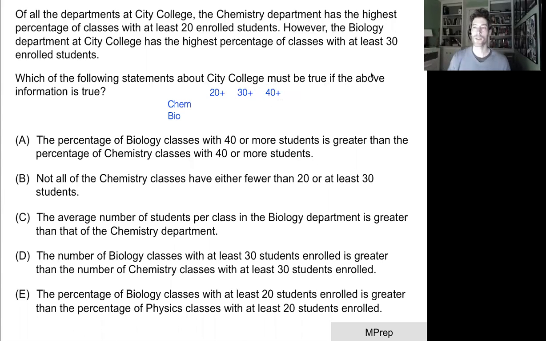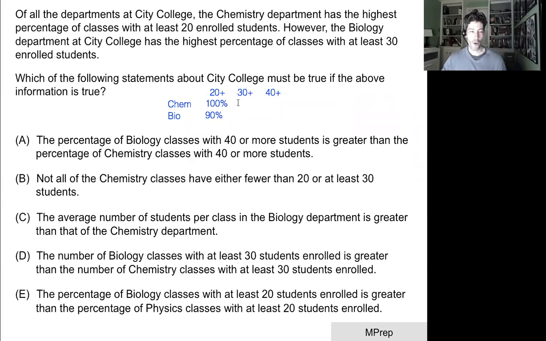And let's come up with some percentages that would satisfy the information above, right? Because it says the information above is true. So let's put in some percentages for some of these chemistry classes. If chemistry has the highest percentage of classes with 20 or more students, let's say the chemistry percentage is 100. Let's say every single chemistry class has 20 or more students. And that can't be true for bio. It has to have less than that. So it's at 90. All right, just pick numbers that work, right? We're trying to show that A doesn't have to be true.